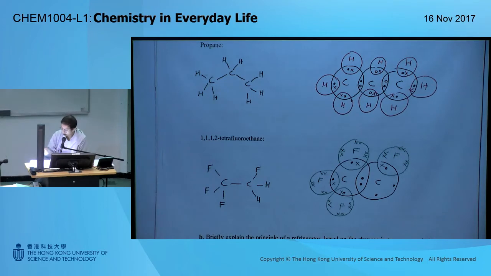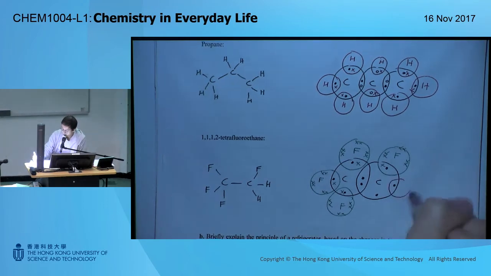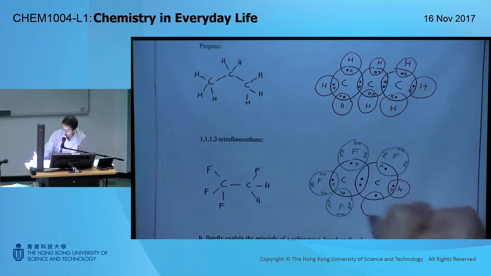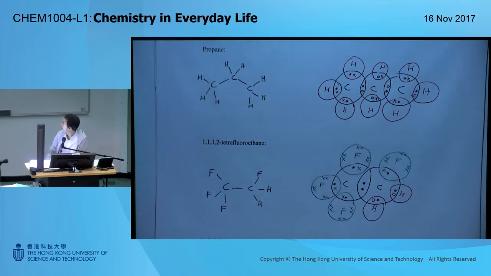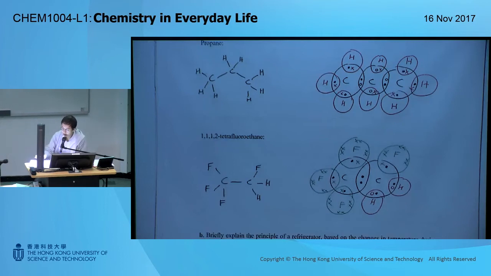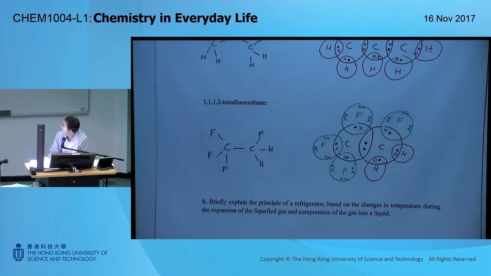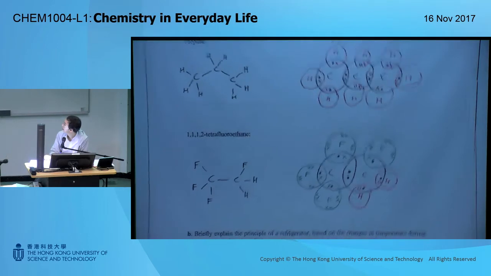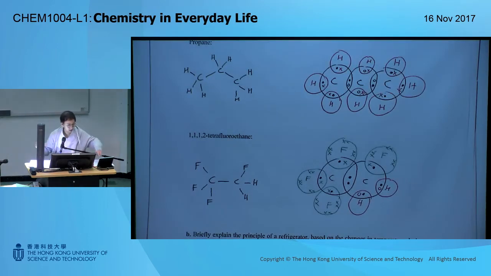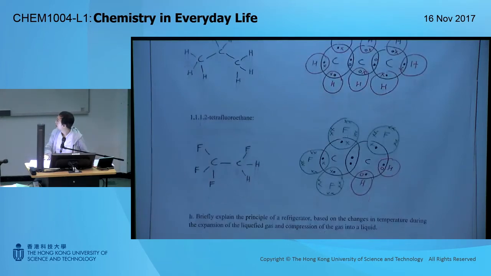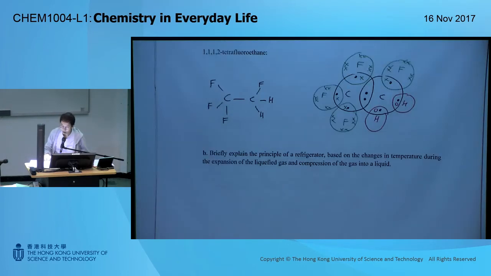And hydrogen has only 1 electron. Okay. So you can use dots and crosses to distinguish between the electrons coming from carbon or fluorine or hydrogen. Those are not too difficult.